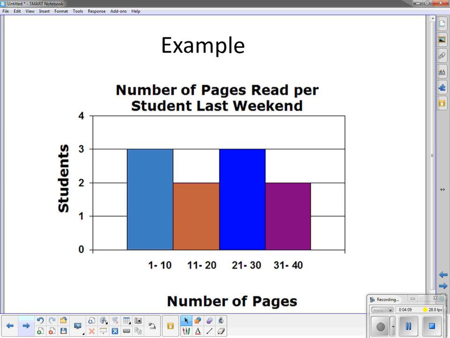Now, you may be asked questions like this. How many students read more than 20 pages? If you hear that type of question, how many students read more than 20, you cannot include 20 in that group. So it would be everything that is more than 20. To do that, you would count the number of students in all of the remaining bars, which in this group we have 3, in this last group we had 2, and you would add them together to answer that question. So 5 students read more than 20 pages.